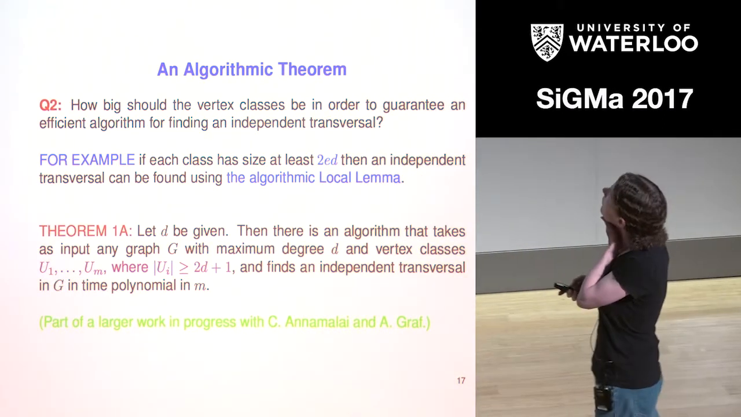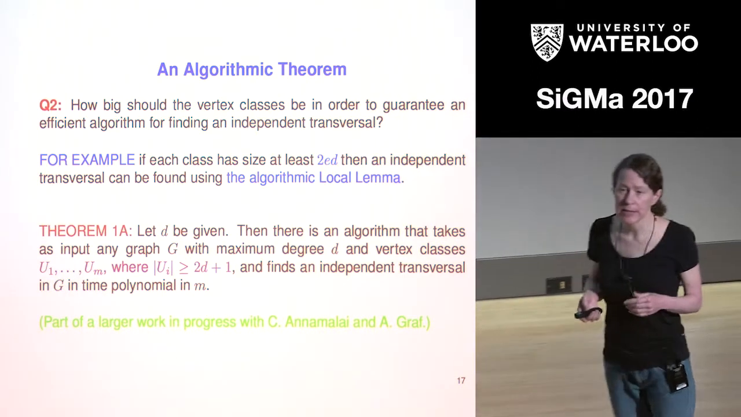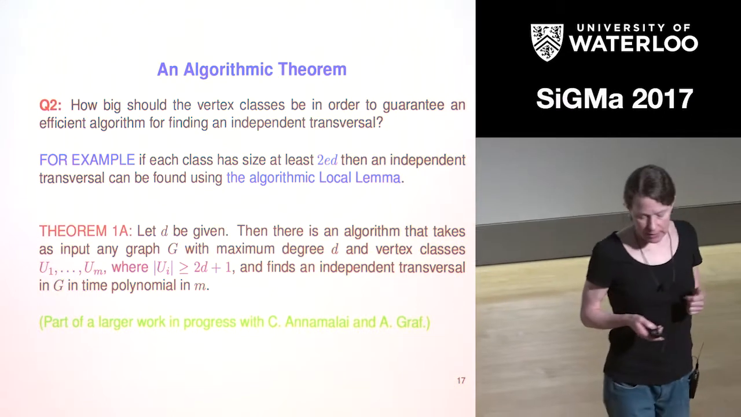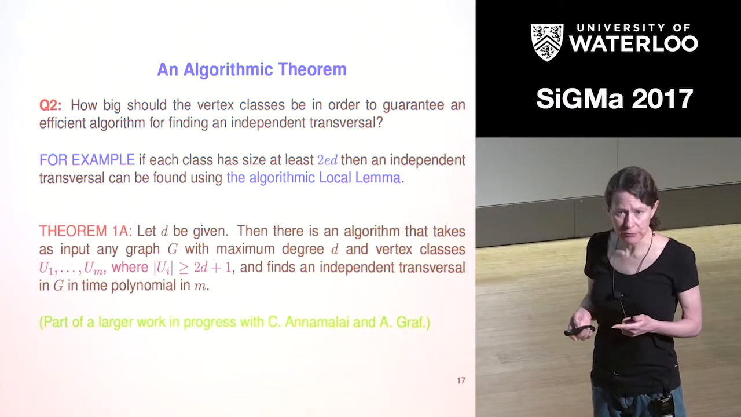And here's the algorithmic question. Again, how big should the vertex classes be in order to guarantee a polynomial time algorithm for finding an independent transversal?